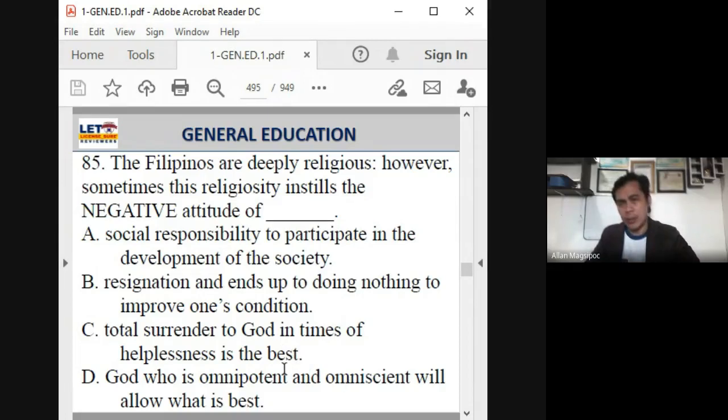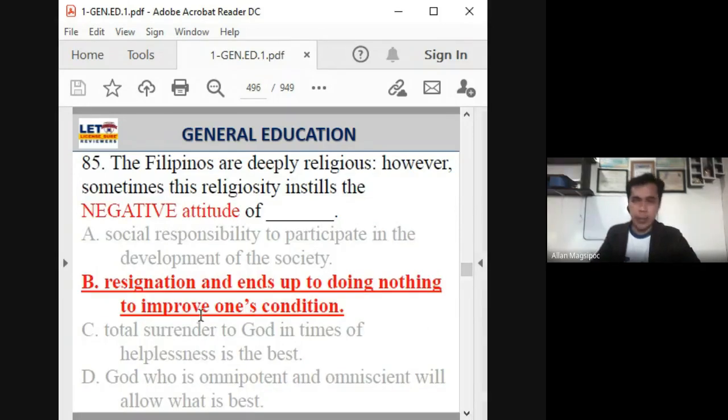Same idea in option, eliminate. Ano yun? Look at C and D, di ba? Same ang idea nila eh. Total surrender to God in times of helplessness. Same idea, eliminate na yan silang dalawa. Hindi pwedeng tama, may isa lang ang tama dyan. So you're left with A and B. And since we're looking for the negative attitude, social responsibility is not a negative attitude. So the correct answer for this question is, actually, letter B.